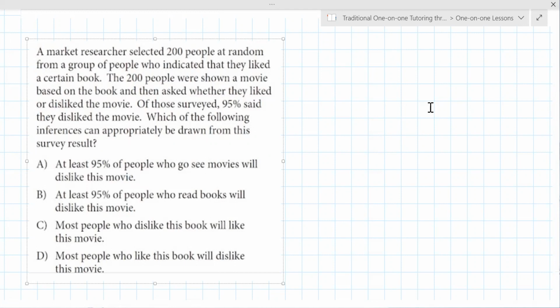So basically, they chose a random 200 people that liked the book and showed them a movie based on the book, and say 190 people disliked it. And it's asking me to look at the answers and write down the one that most appropriately says what it is. Yeah, no, that's perfect. You read that and you completely understood it, and that's exactly what we need you to be able to do. So now go through the answers and see if you can figure out which one is the best choice.